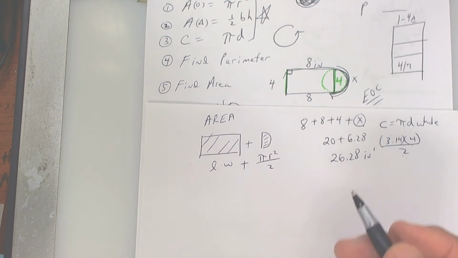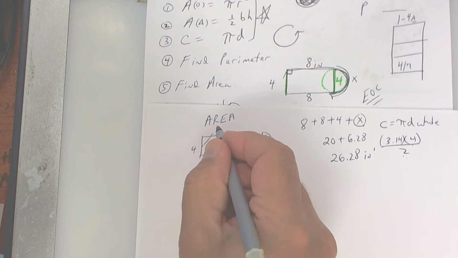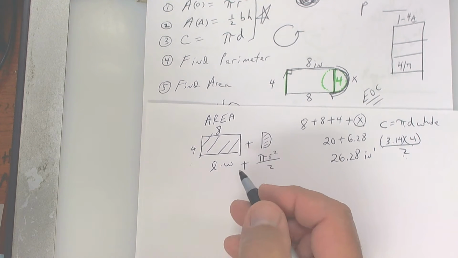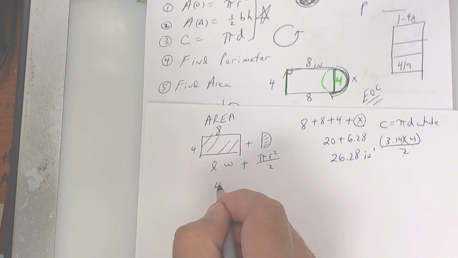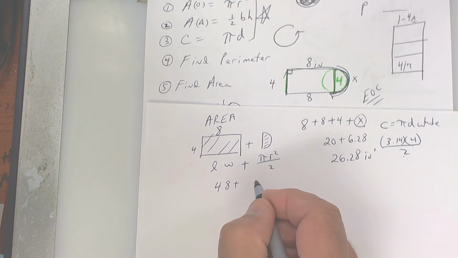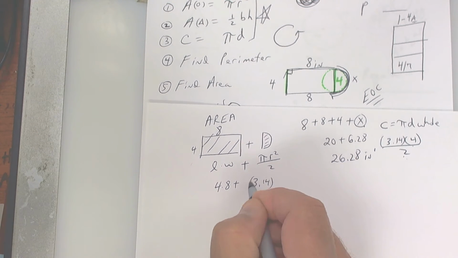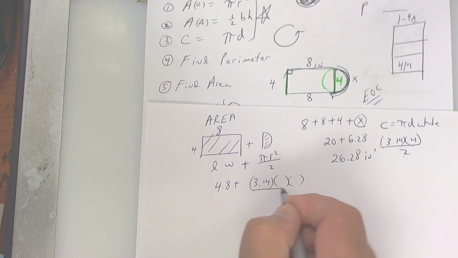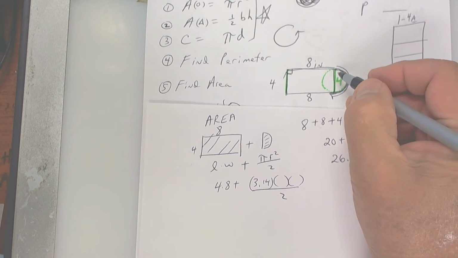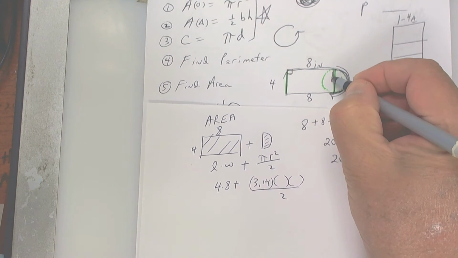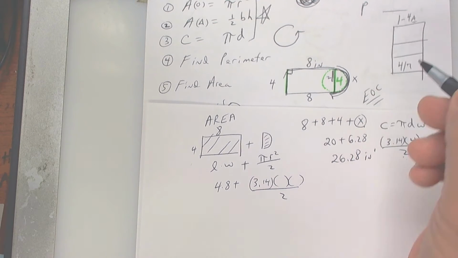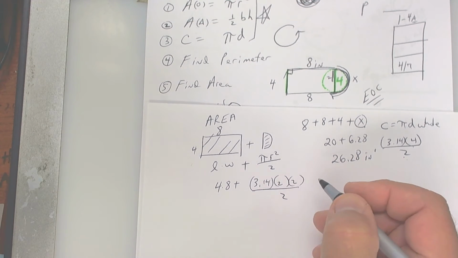And here's how you do it. So you're going to do 4 times 8, which gives you the area of the rectangle. So 4 times 8 plus pi times the radius squared. Now 4 is not the radius, the radius is half of that, so the radius is 2, so it's going to be 2 times 2.